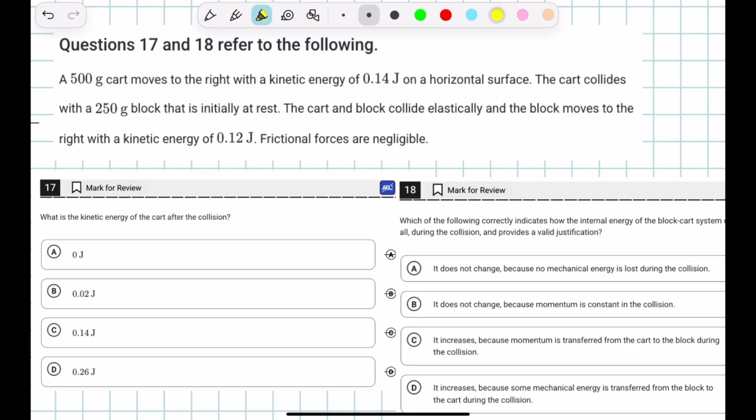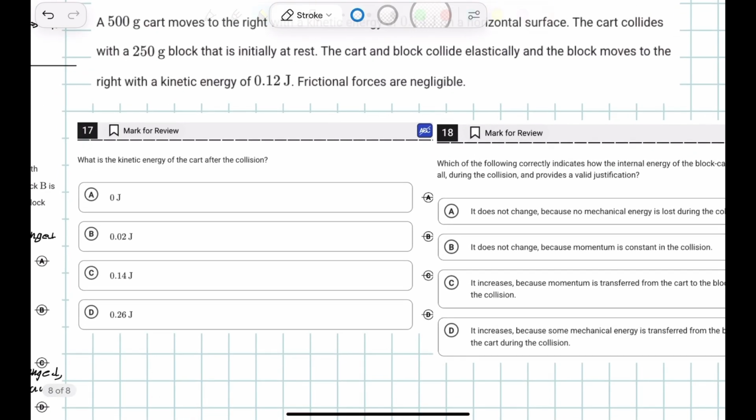A 500-gram cart moves to the right with kinetic energy of 0.14 joules on a horizontal surface. The cart collides with a 250-gram block that is initially at rest. The cart and the block collide elastically, and the block moves to the right with a kinetic energy of 0.12 joules, and the frictional forces are negligible.